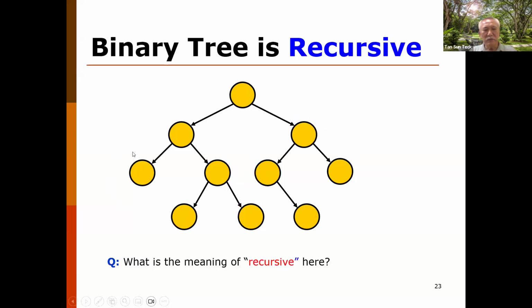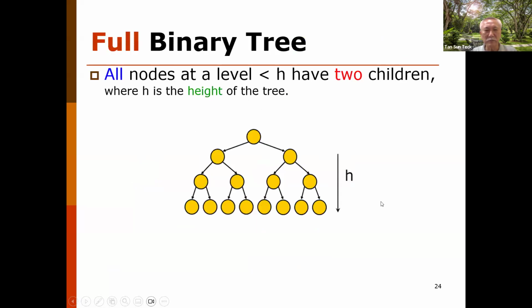Right, so the recursive, the same thing as I said, meaning that the tree itself is recursive. The root node is a binary tree, and all the subtrees must also be binary trees. So that's the meaning of recursive here.